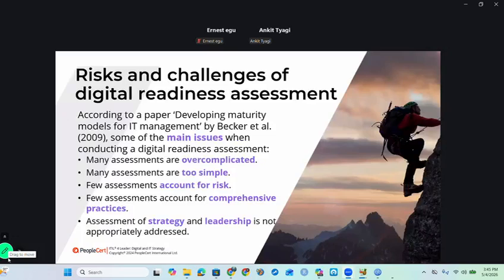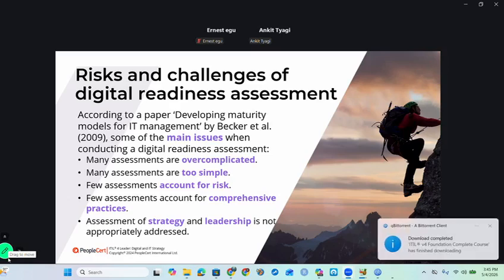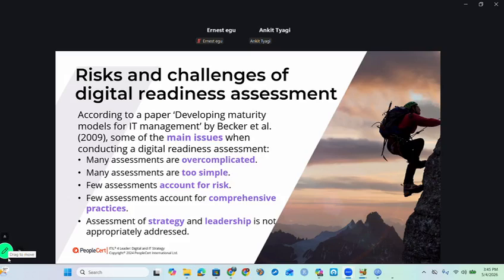Risks and challenges of digital readiness assessment. According to the paper, Developing Maturity Models for IT Management by Becker et al., some of the main issues when conducting the digital readiness assessment are: many assessments are overcomplicated. Many assessments are too simple. Few assessments account for risk. Few assessments account for comprehensive practices that we should work with. An assessment of strategy and leadership is not appropriately addressed.